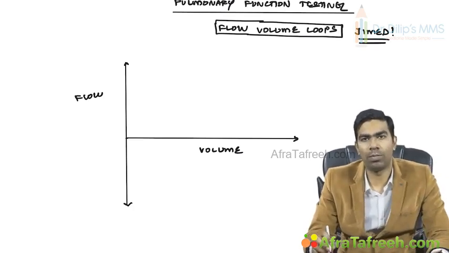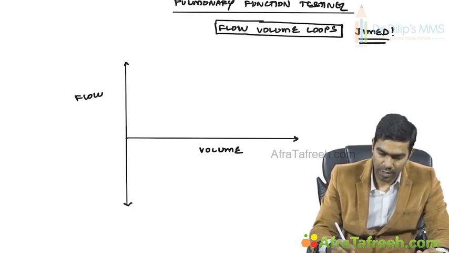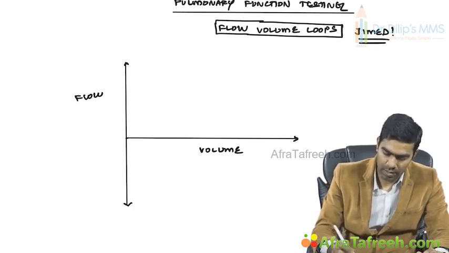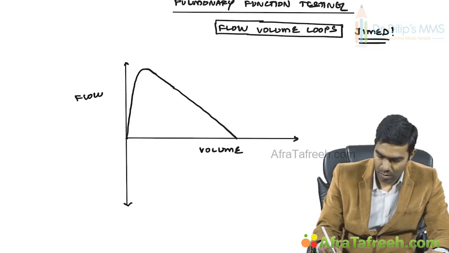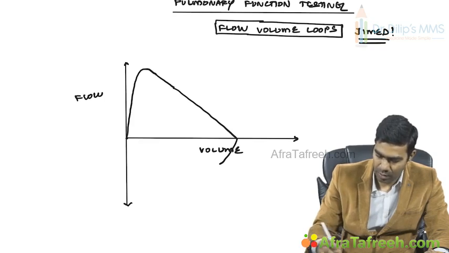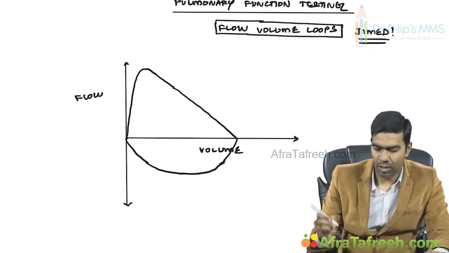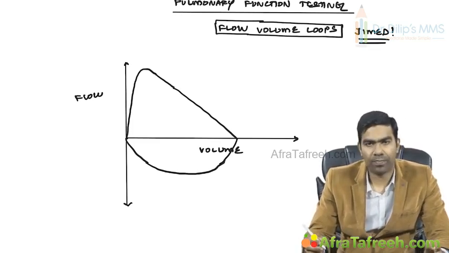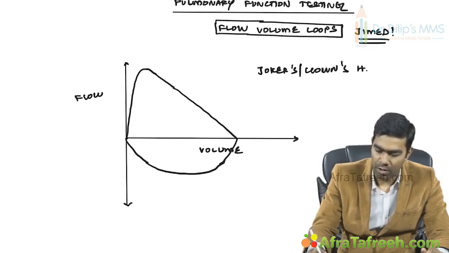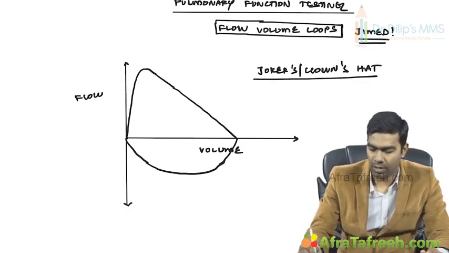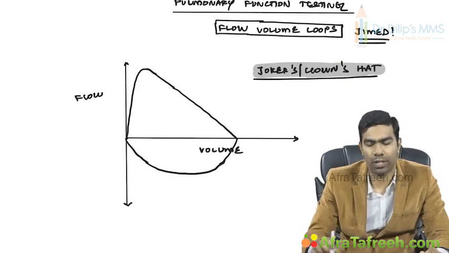So what is the normal flow volume loop you are going to get? The normal flow volume loop should be something like this. This is the typical shape of the curve that you are going to get. Clear? So if somebody asks you what is the normal shape of the curve, I'll be calling this shape of the curve a joker's hat or a clown's hat appearance. So this is the normal shape of the curve.